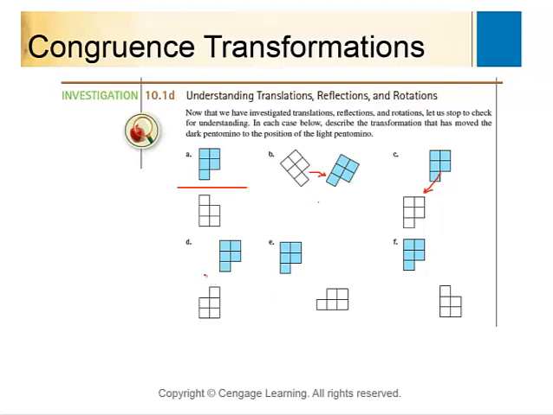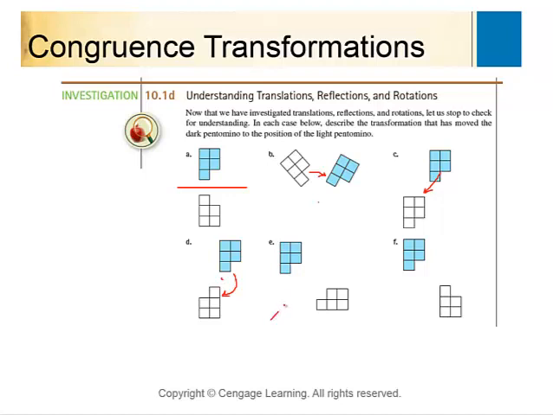D. I think it's not a reflection, I can't find a line here for a reflection. I think it's just kind of spun about maybe this point here and then you just rotated it around. I think that's how you would get from one point to the other.